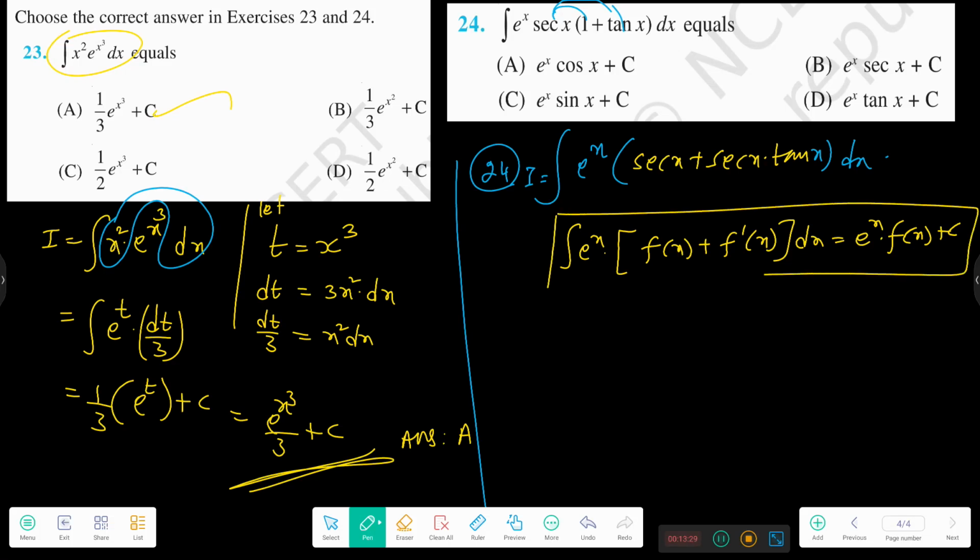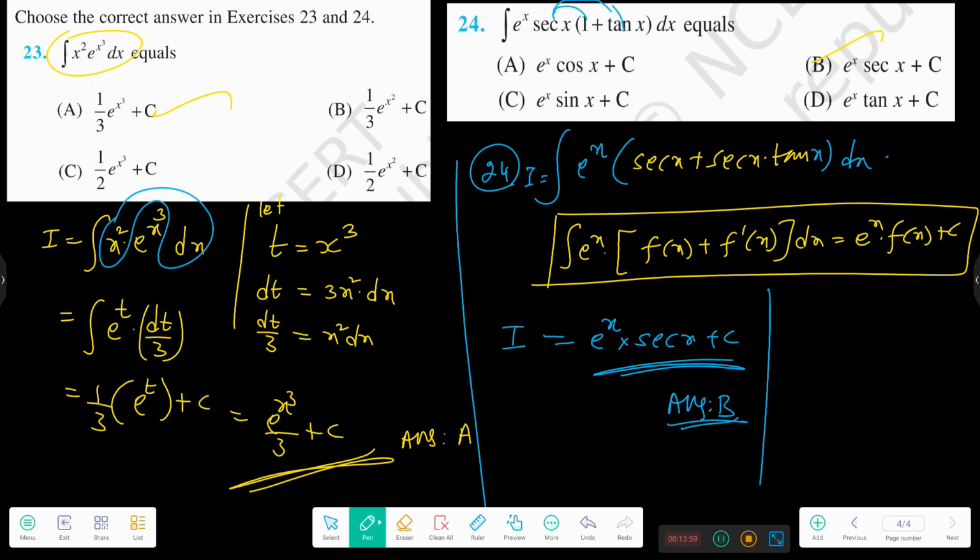So you can notice that if you take secant x as f of x, then this one is f dash of x. Have you noticed it? Secant derivative is secant into tan only. Secant derivative, what, my dear? Secant into tan. So you can use that. Right, fine. So I is equal to e power x into f of x, f of x is secant x, plus c. Where do we have this? Option B. Option B is the required answer.